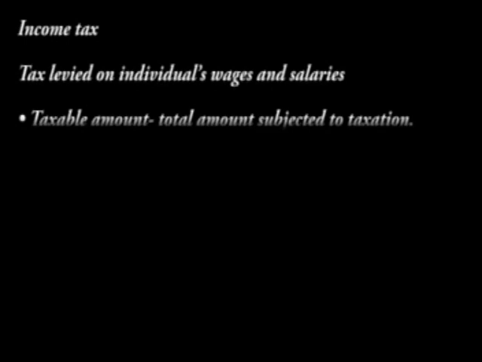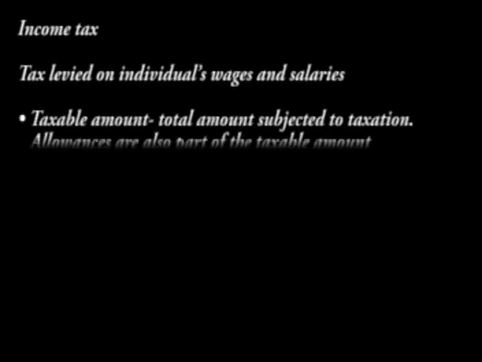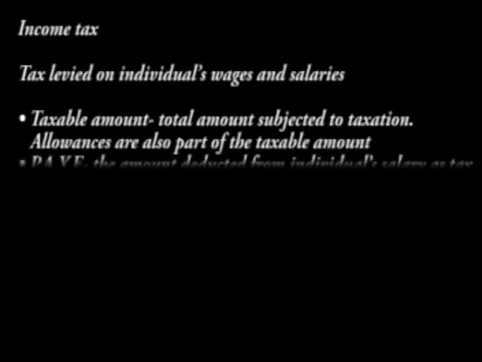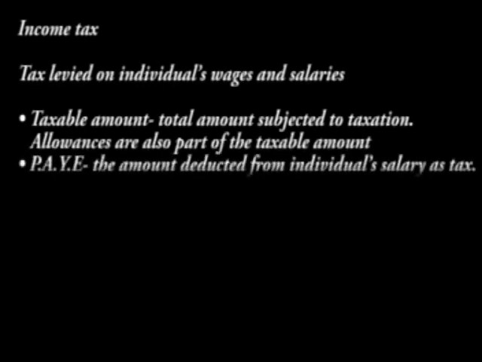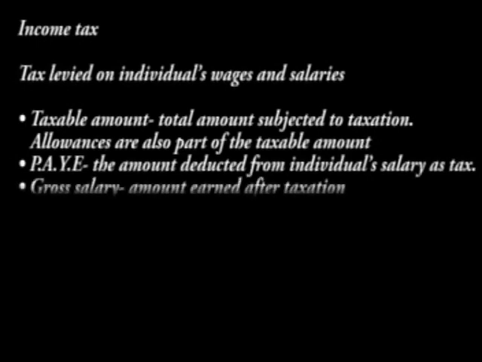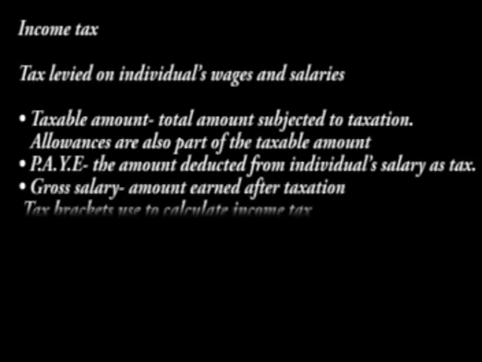Income tax. This is tax levied on individuals' wages and salaries. Taxable amount is the total amount subjected to taxation. Allowances are also part of one's income. Pay as you earn is the amount deducted from the individual's salary that is tax payable. Gross salary is the amount the individual acquires after taxation.